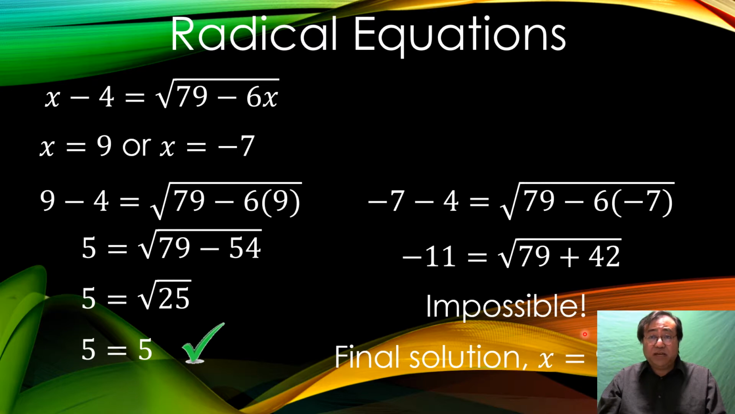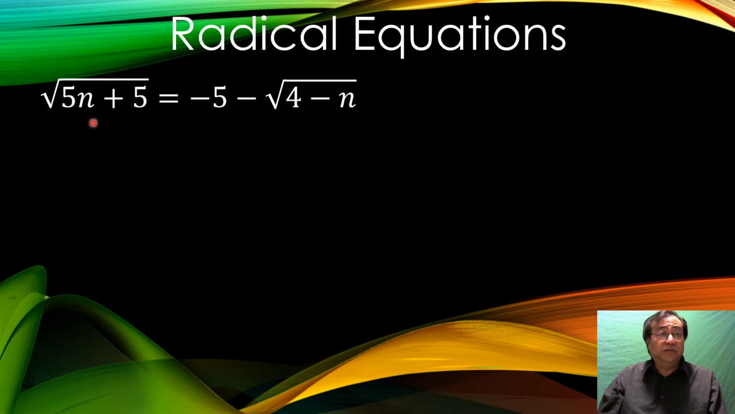And my head's covering the actual answer. It's x equals 9 is the only solution. So we rejected x equals negative 7, but we accept x equals 9. x equals 9 worked. Okay, here's another example.